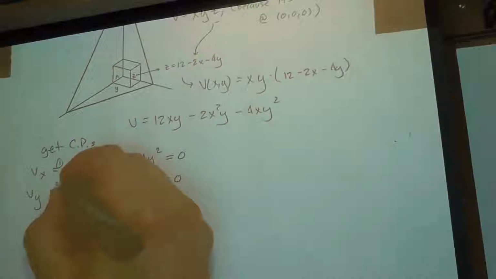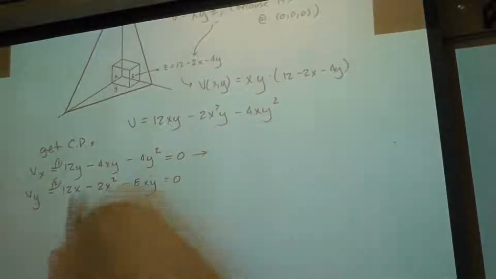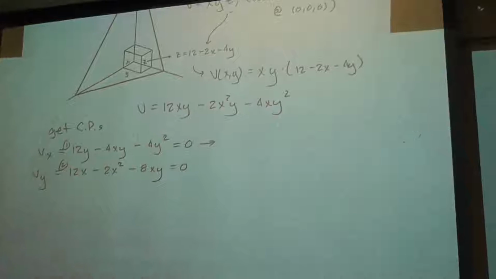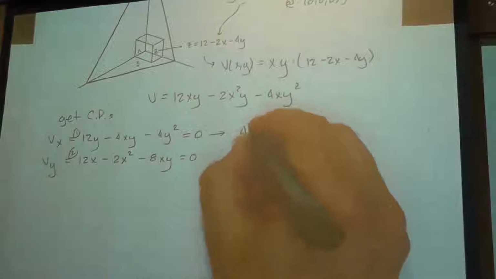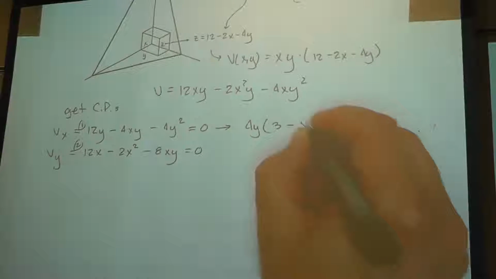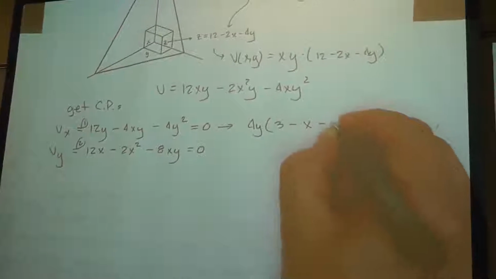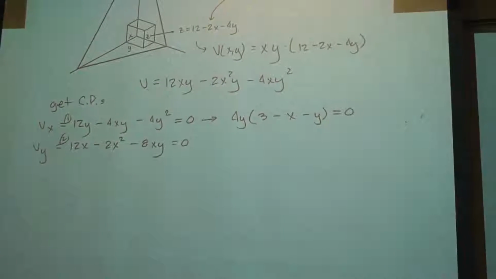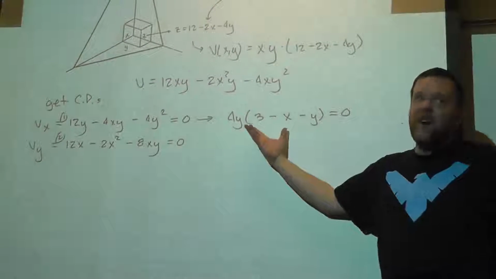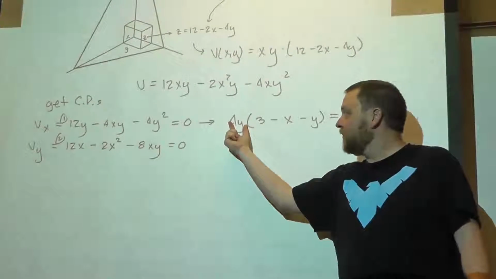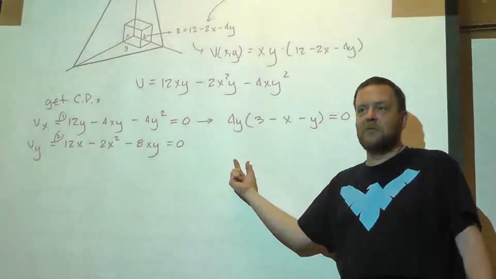So without any real method to it, just take the first equation. The first equation is set to 0. I can factor out a 4y, and that leaves me with 3 minus x minus y equals 0. So it's factored. It's a 2-variable equation, but if it's factored, you can at least break it down into 2 cases. This first factor tells me y should equal 0.